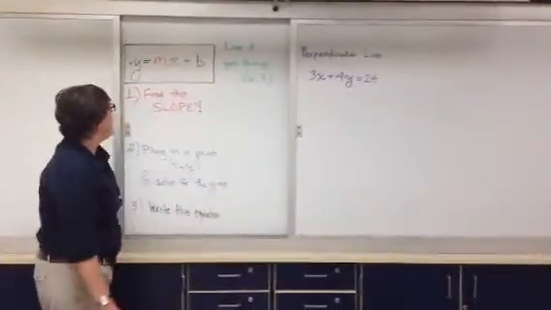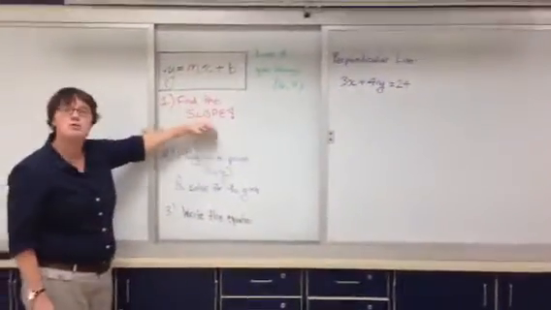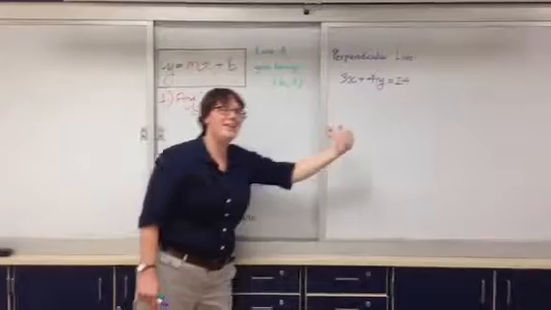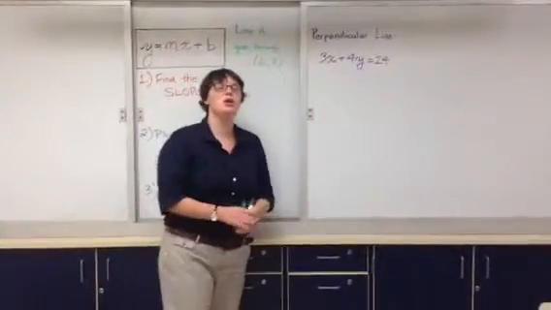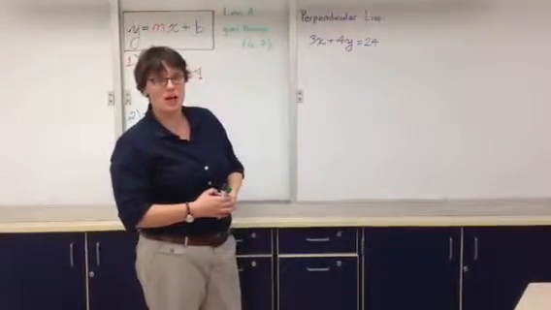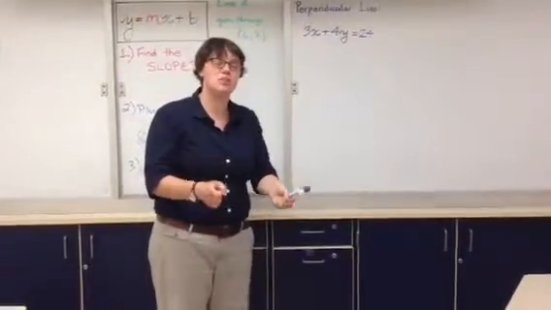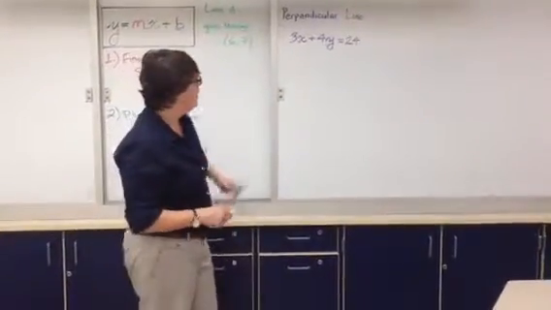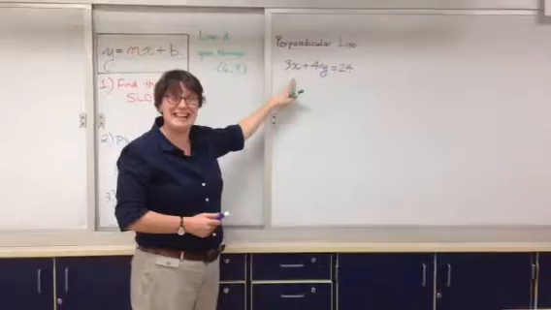Okay, so we'll remind ourselves that when we're finding the equation of a line, we always want to start by finding the slope. That's why a perpendicular line is useful. Knowing the slope of a perpendicular line tells you information about the slope of your line. This equation is currently in standard form.